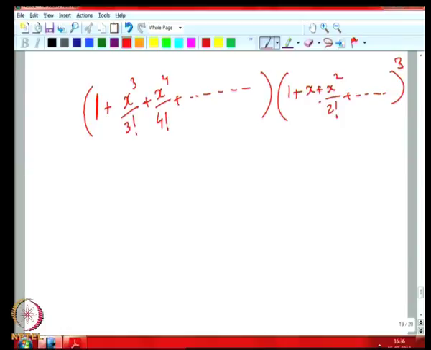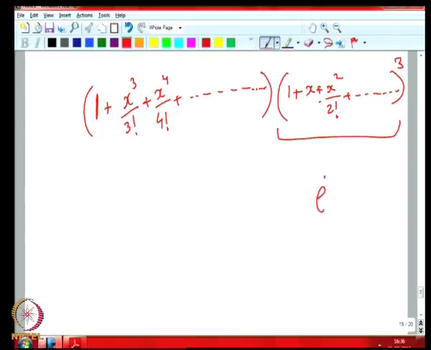Because x raised to 13, once you take from any term, then it is already more than x raised to 12, and then how can it contribute to the coefficient of x raised to 12. So without any problem we can take the infinite series, the power series, rather than just restricting it up to x raised to 12 by 12 factorial, right. So we know all these things.